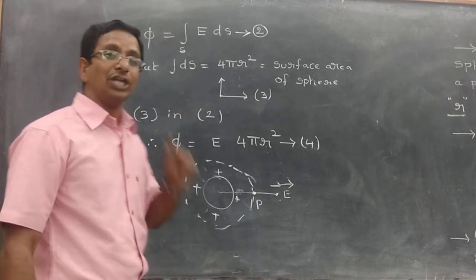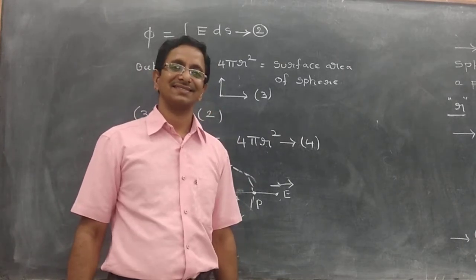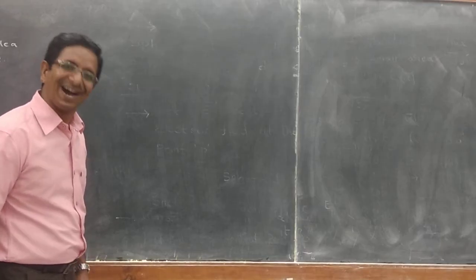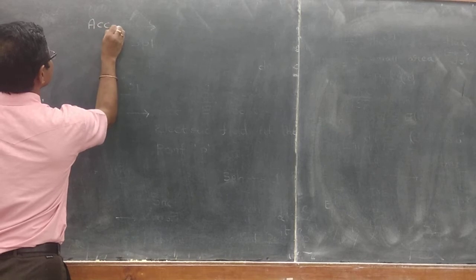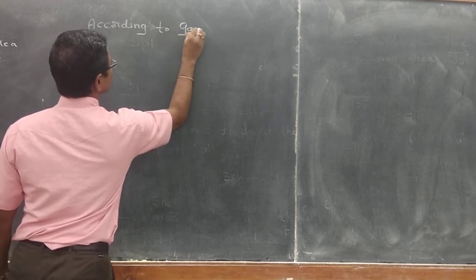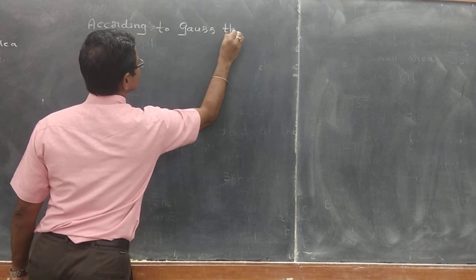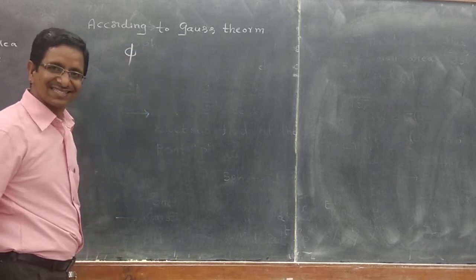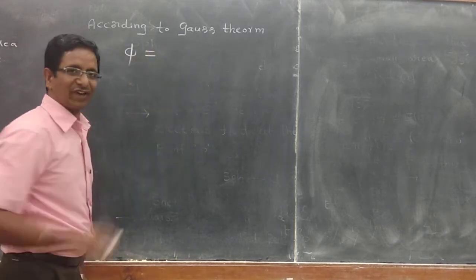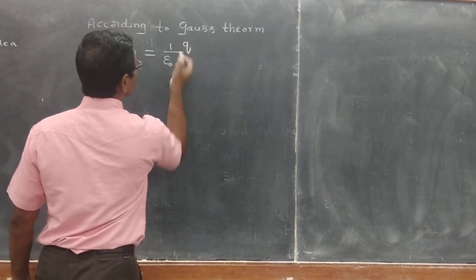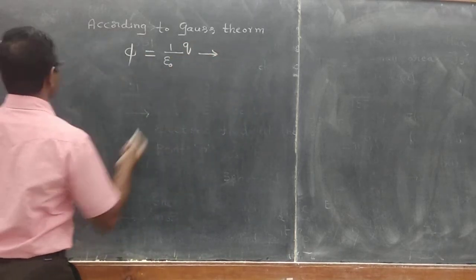Therefore, according to Gauss theorem, the total electric flux crossing over a closed surface is equal to 1 by epsilon naught times the charge enclosed. Therefore, this is equation number 5.